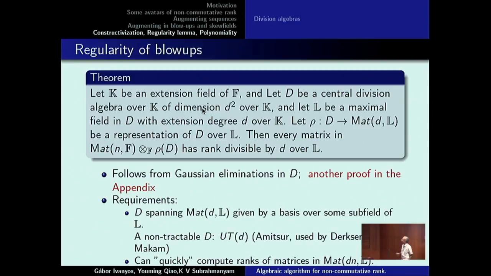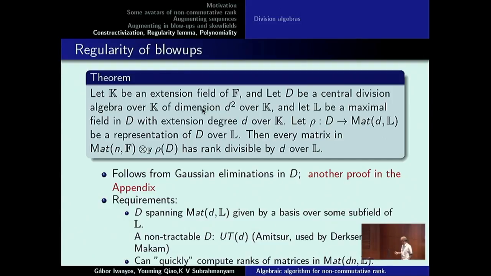So here we have a stronger version where we say that I had my original matrix space, which I'm tensoring with this, and I'm looking at this tensor space. What one is saying is that in this tensor space, every matrix has rank divisible by D. So this is really what allows us to go from RD to (R plus 1)D when I know that I have a matrix of rank RD plus 1. Then you know that you have to be at the next multiple of D.